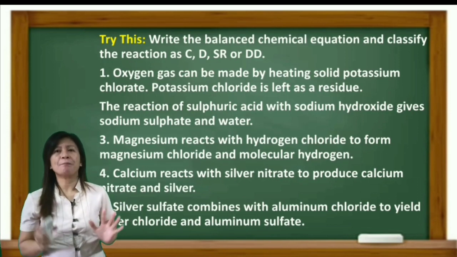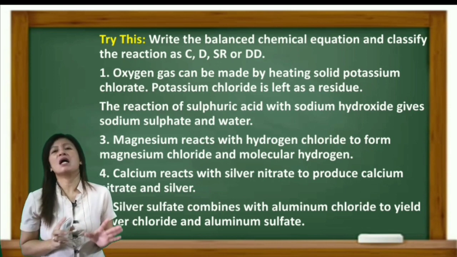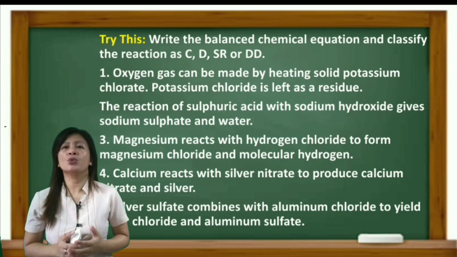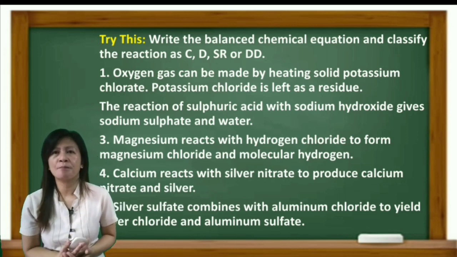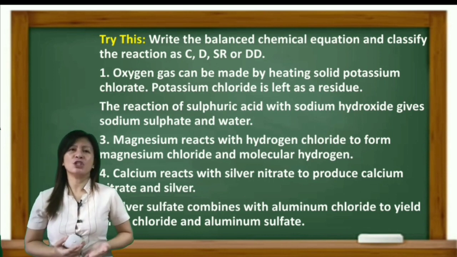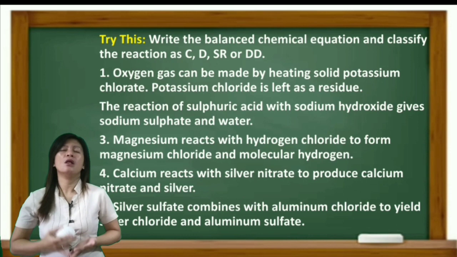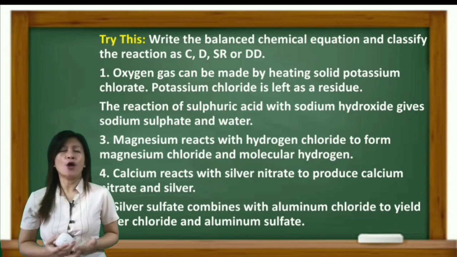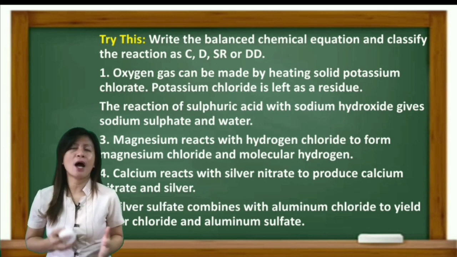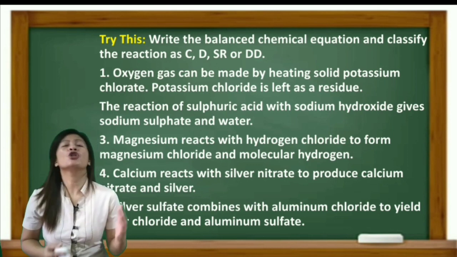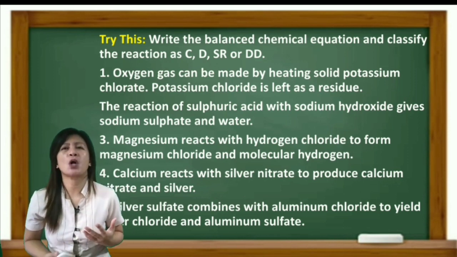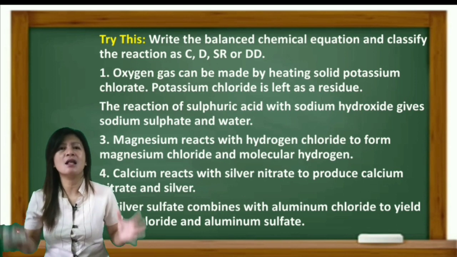So those wrap up the types of chemical reaction. Let's try to answer this. To do this, you will write the balanced chemical equation and classify the reaction as combination, decomposition, single replacement, or double replacement. I hope you can answer this at home. Practice more. Review books to have more examples, to practice more on balancing, writing equations, predicting products, and classifying chemical reactions.